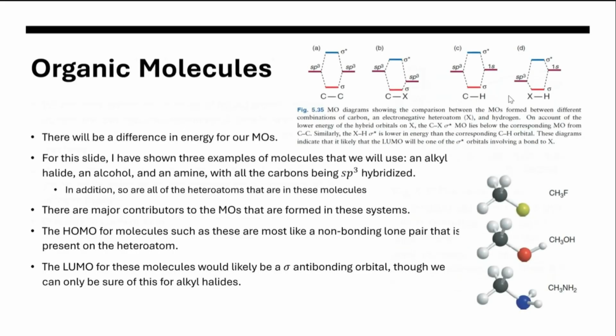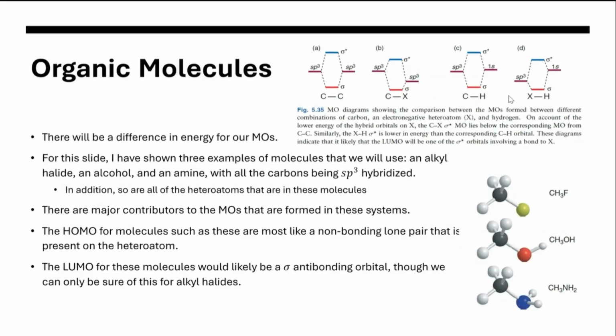Now we're going to end off with organic molecules. With organic molecules, depending on the type, there will be a difference in energy for our molecular orbitals. For this slide, I've shown three examples of molecules which we will use: an alkyl halide, an alcohol, and an amine, with all the carbons being sp3 hybridized, meaning that no pi bonds will be formed, or for that matter, pi molecular orbitals. In addition, so are all the heteroatoms that are in these molecules. Heteroatoms are just any atoms that are not hydrogen or carbon, for your information.